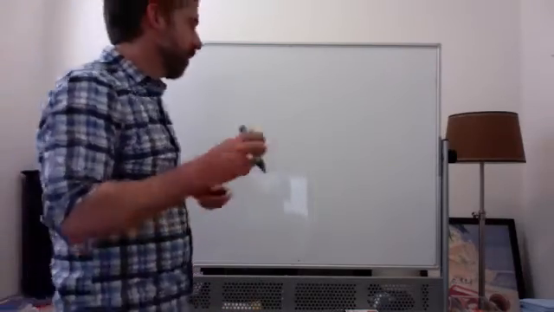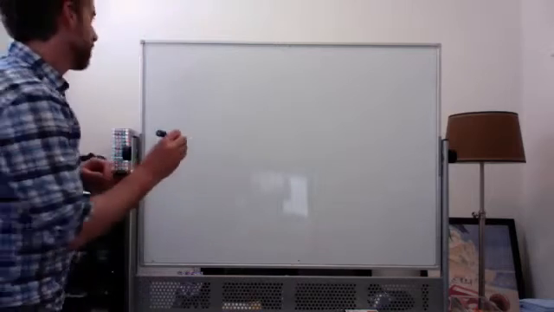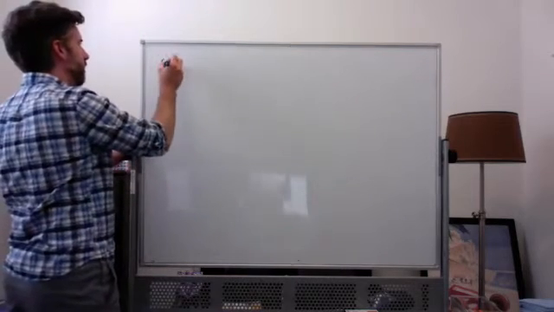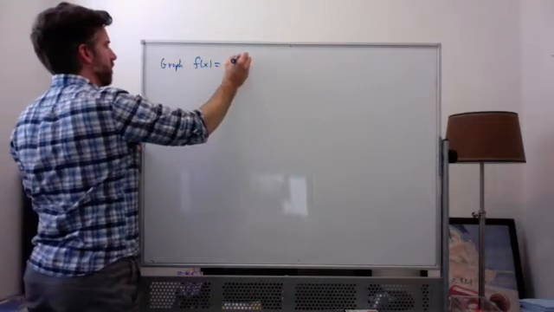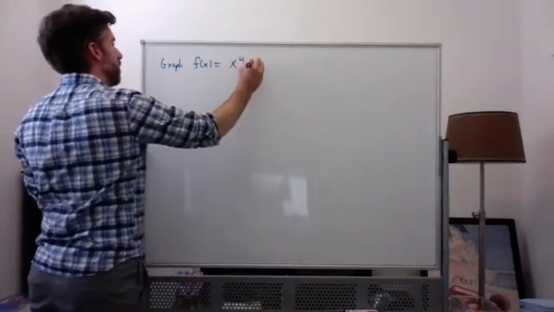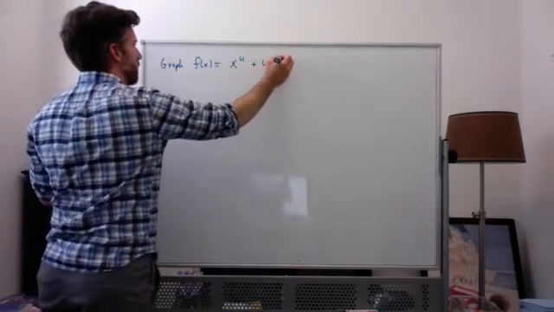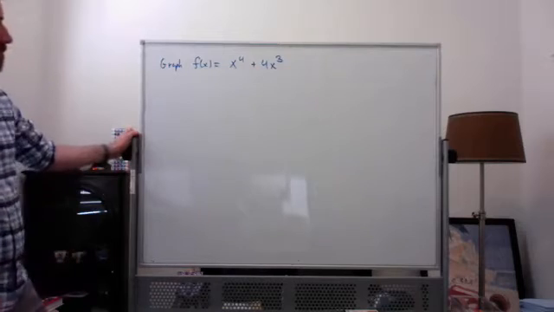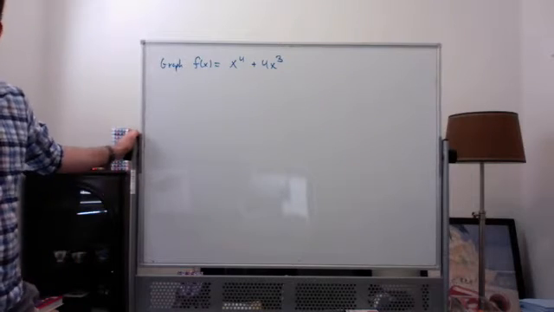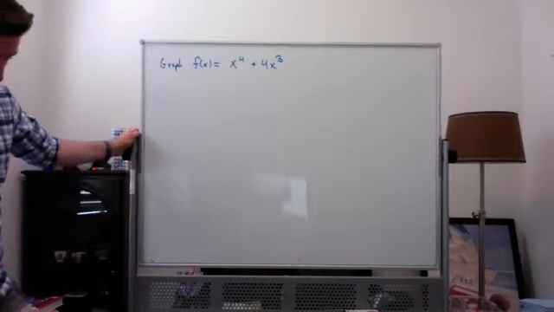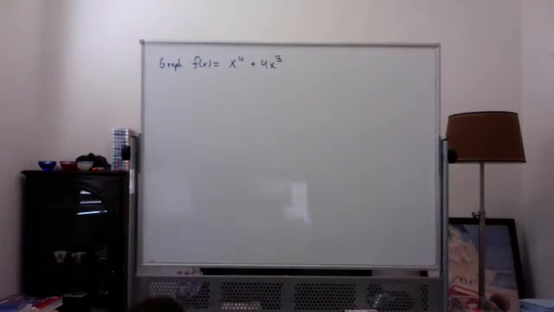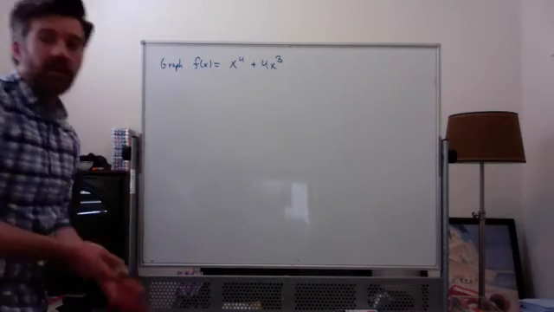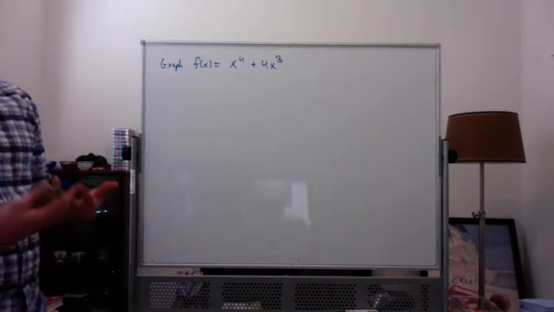Okay. All right. Let's look at this. Let's graph the following, f of x equal to x to the 4th plus 4x cubed. And again, when someone says graph a function, at least in calculus, what they really mean is find all the things. Find all the first derivative things, find all the second derivative things, find the intercepts.